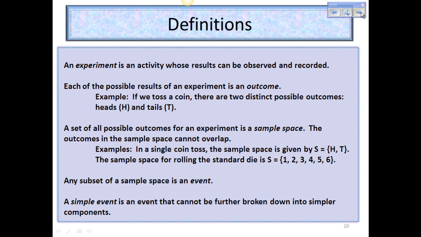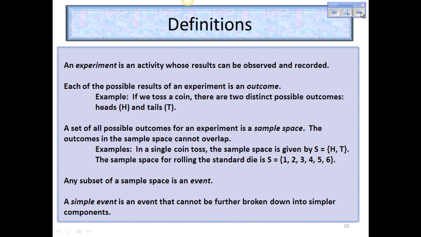An experiment is an activity whose results can be observed and recorded. Each of the possible results of an experiment is an outcome. For example, if we toss a coin, there are two distinct possible outcomes, heads and tails. A set of all possible outcomes for an experiment is a sample space. The outcomes in the sample space cannot overlap.